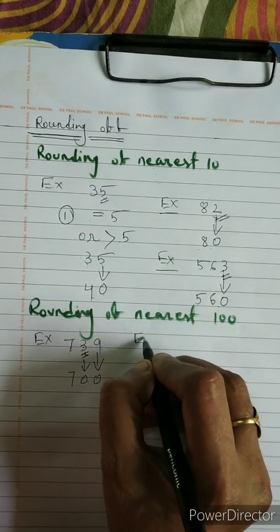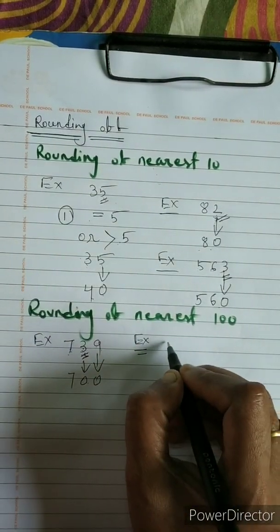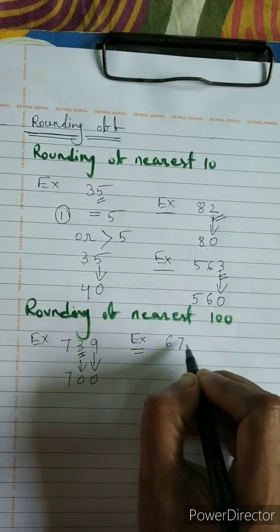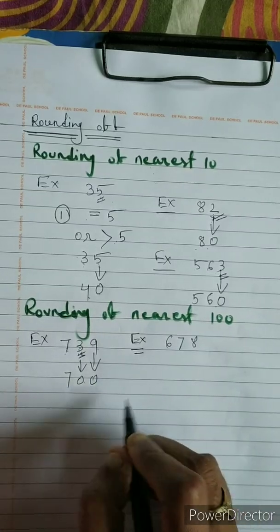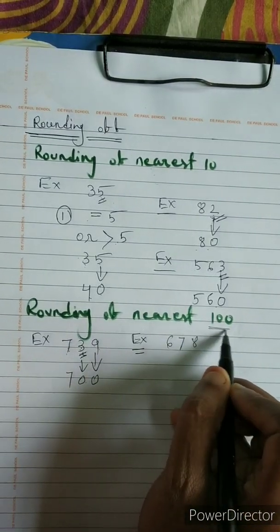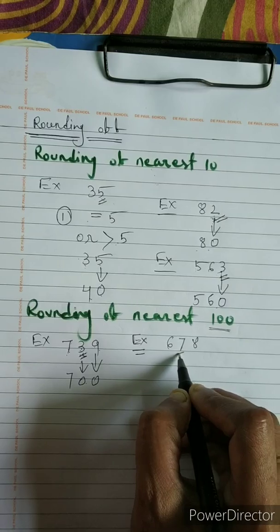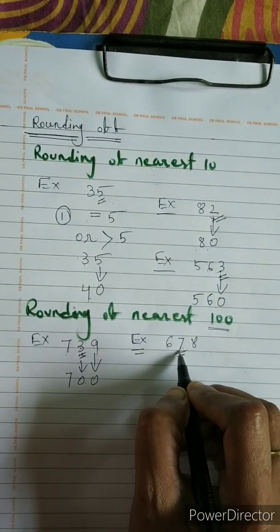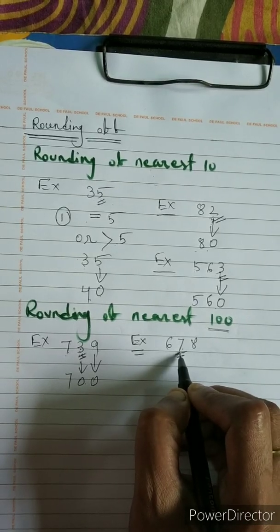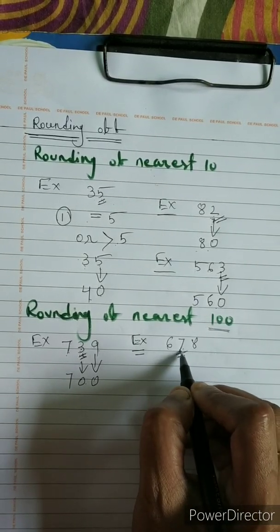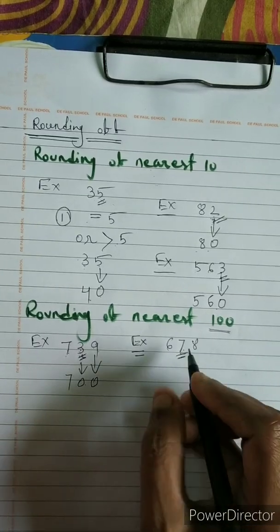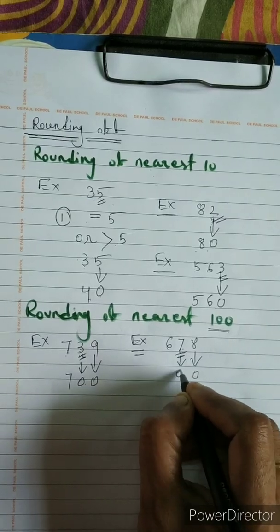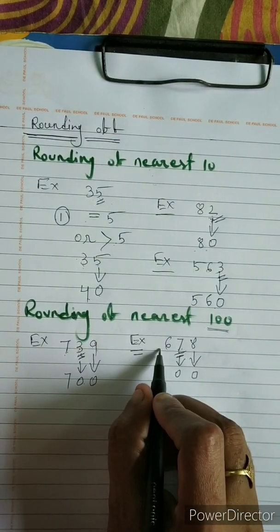Now example 2, another example I will take. Suppose it is 678. Now see, children, rounding off to the nearest 100 means we compare the tens place digit. Here it is 7, and 7 is greater than 5. So it is greater than 5 or equal to 5. Then we will do this: ones place 0, tens place also 0, but the hundreds place is increased by 1.